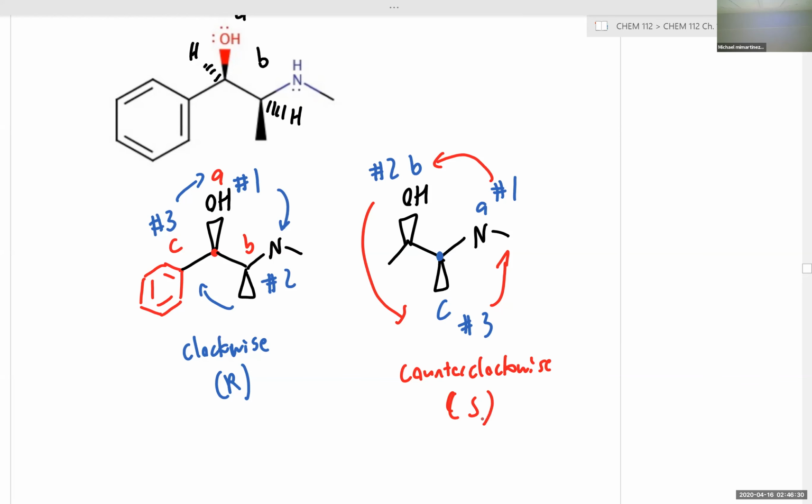A is priority 1, not because it's an amino acid, but because nitrogen beats out carbon, right? We always assign the highest priority to the atom directly attached to the chiral center with the highest atomic number. Does that make sense?